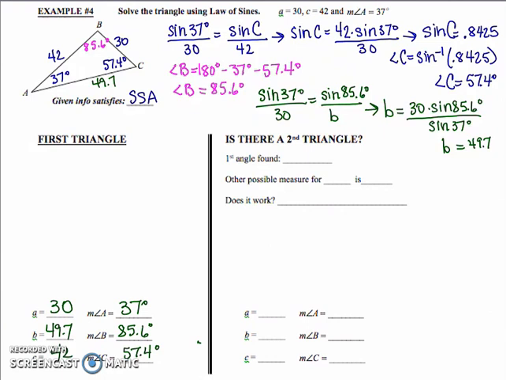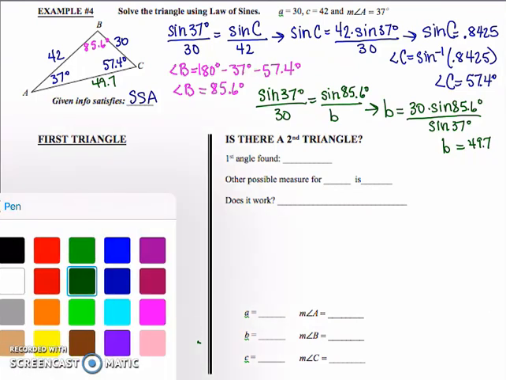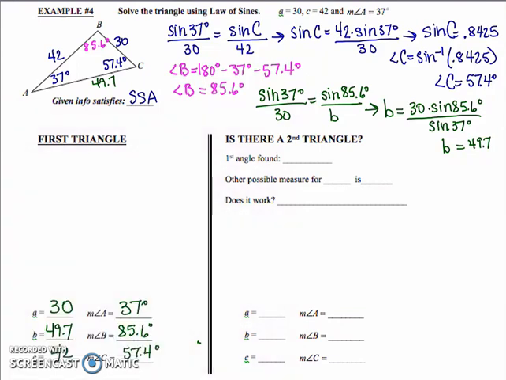The question is, is there a second triangle? We are going to do exactly what we did in the previous problem. We're going to go back to the first angle found. The first angle that we found in our problem here was angle C, okay? And we found angle C to be 57.4 degrees, okay? The other possible measure for angle C is going to be 180 minus 57.4.